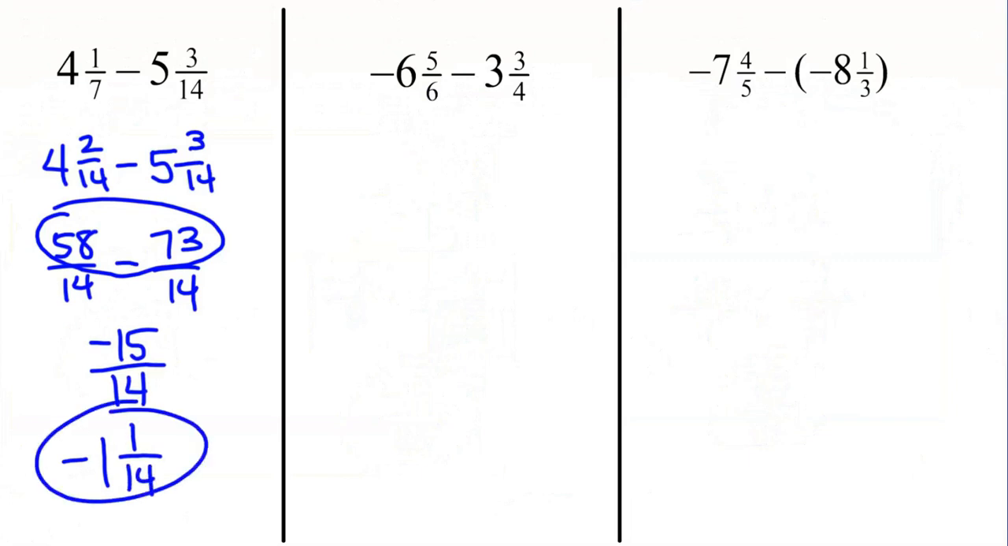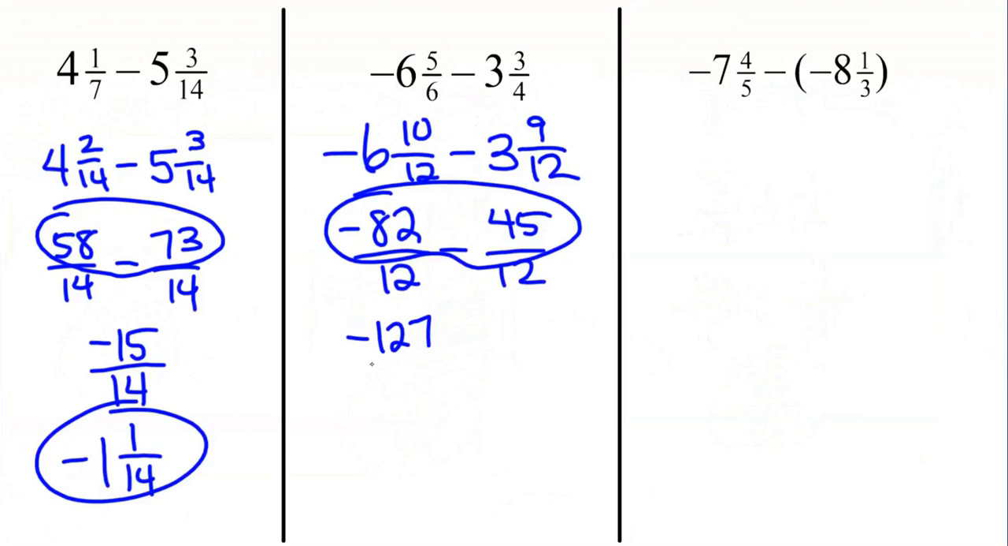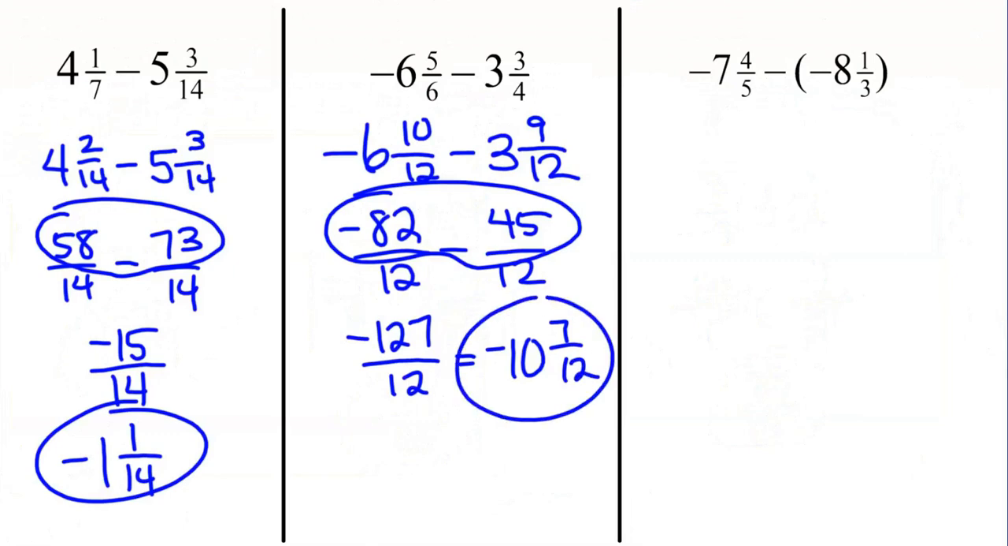Next one, -6 5/6 minus 3 3/4. Common denominator of 6 and 4 is 12. So this is -6 10/12 minus 3 9/12. And then change these to improper fractions. -82/12 minus 45/12. Rules of subtraction for the numerators. -82 minus 45 is -127/12, which is equivalent to -10 7/12, and that is in simplest form.